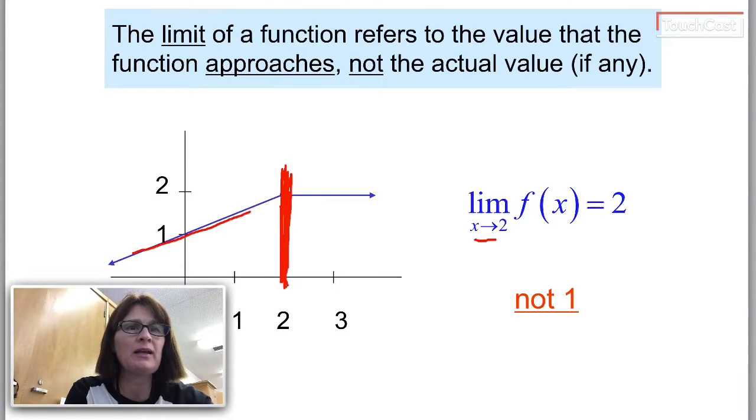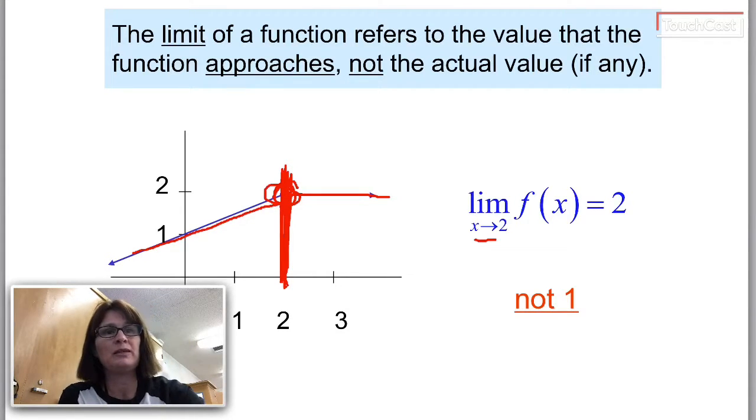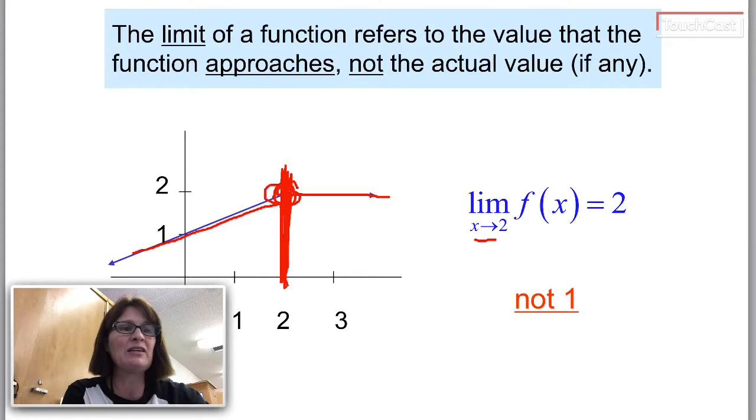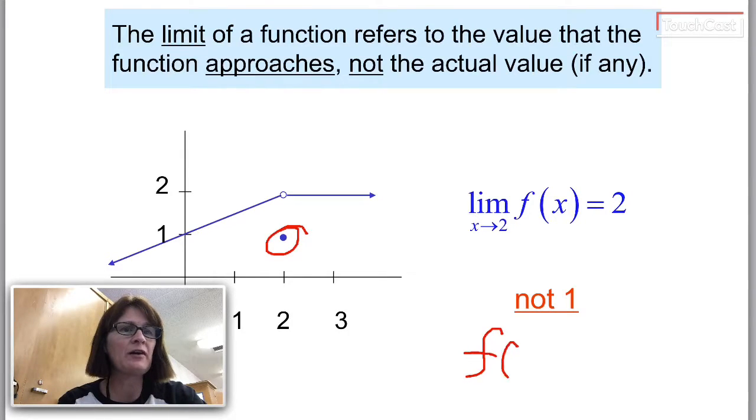If I came from the left, I was headed to there. If I came from the right, I was headed to there. So I can say here that the limit of f of x as x approaches 2 is 2, because I can tell where I was going, even if something unexpected did happen. The limit is about what I was expecting to happen. The function value, I would say f of 2 equals 1.